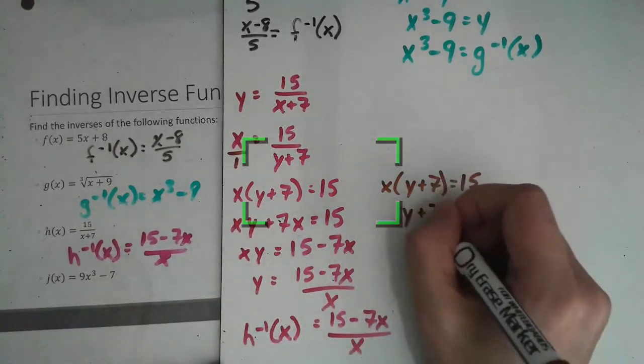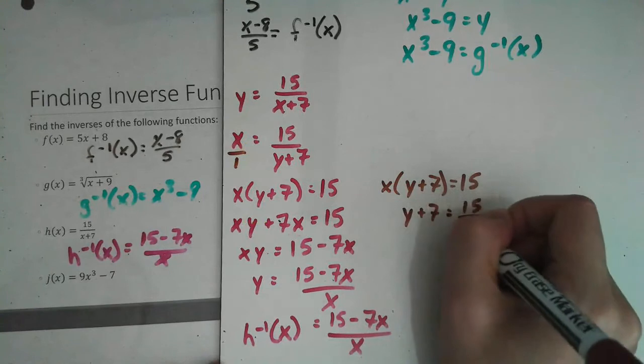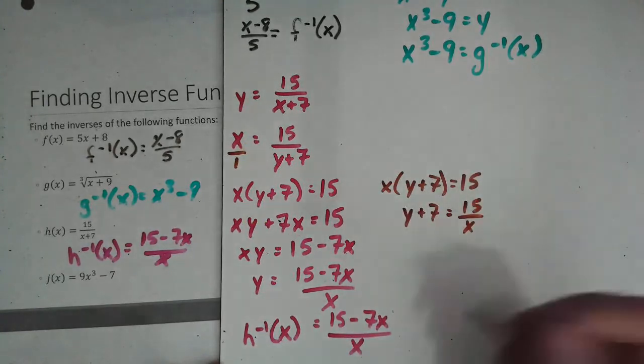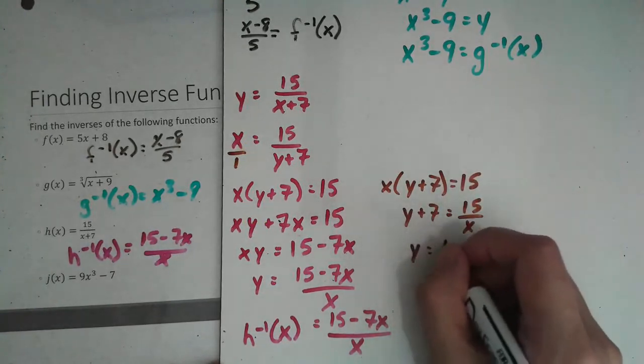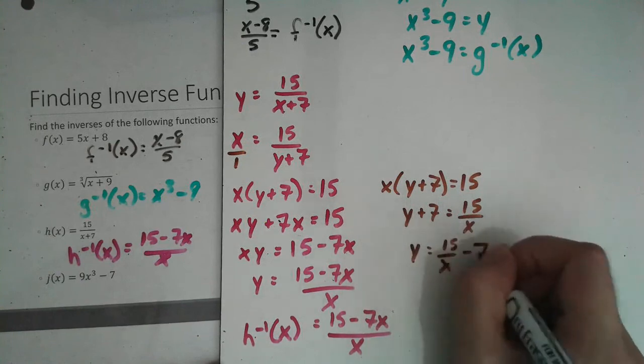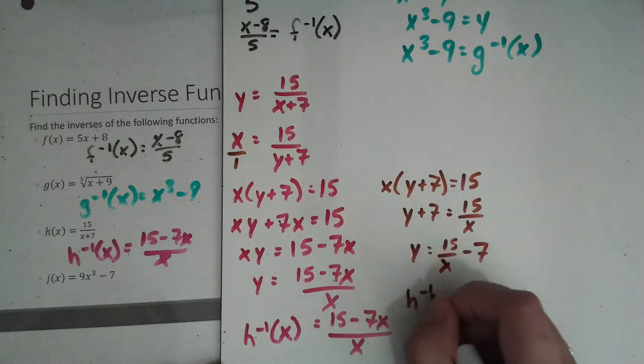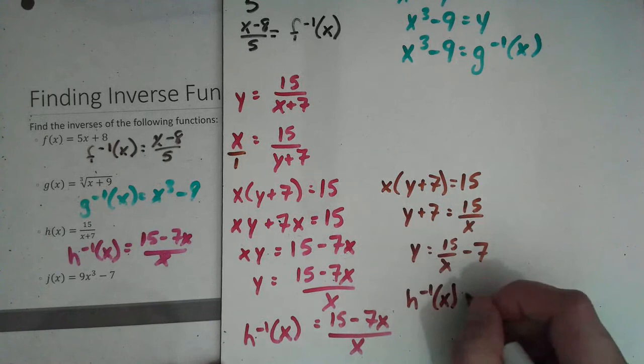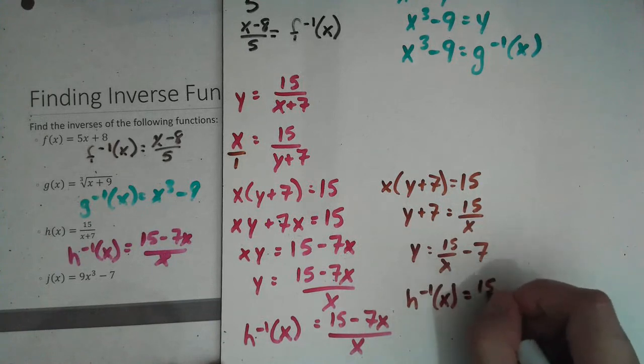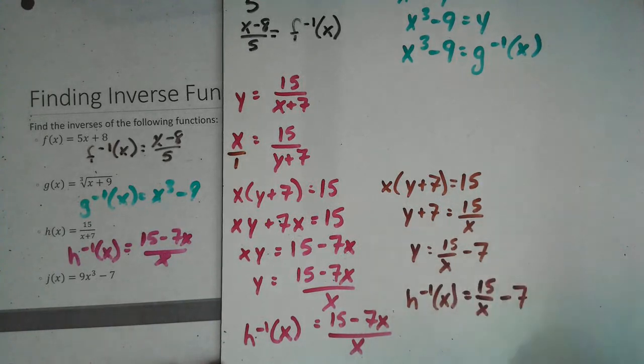And I'll be left with y plus 7 is equal to 15 over x. To get the y alone, I just move the 7 over. Y is equal to 15 over x minus 7. And then I go back to my inverse notation. H inverse of x is equal to 15 over x minus 7. This means the same thing as what I got before, because if you break up the fraction, that's how it simplifies. Either one is perfectly acceptable. Whichever one you like better, go for it.